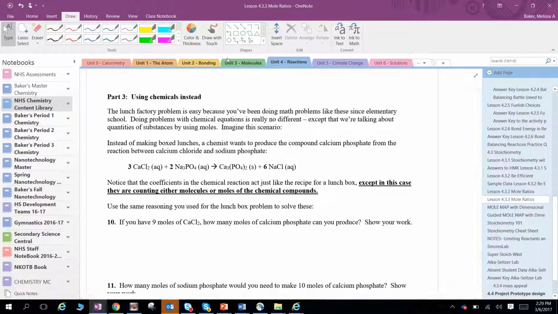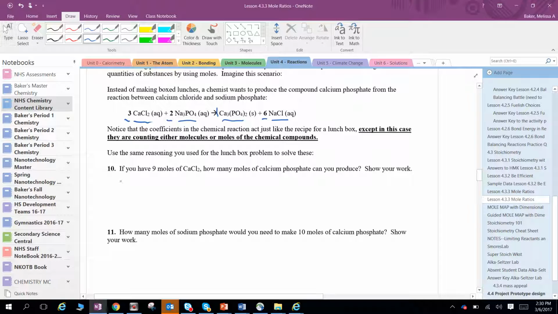So now that we've done chemistry with food, if you will, let's switch over to actually using a reaction. In this reaction, 3 moles of calcium chloride react with 2 moles of sodium phosphate to produce 1 mole of calcium phosphate and 6 moles of sodium chloride molecules. So for number 10, it says, what if you've got 9 moles of calcium chloride?